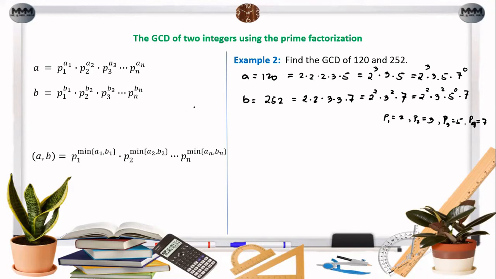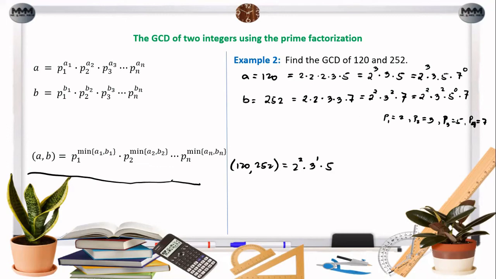So to find the GCD of 120 and 252, we use this one. The GCD of 120 and 252 is, we have P1 is 2 raised to the minimum of 2 and 3 and 2. The minimum is 2 times 3 for P2. Minimum of 1 and 2 is 1 times 5.